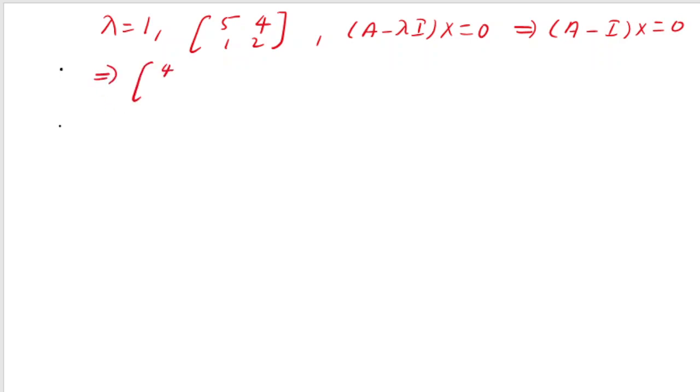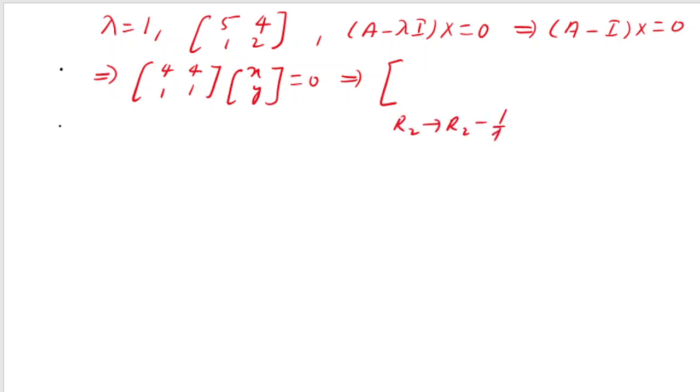So this will become 4 4 1 1, and to get the vector I am taking the vector x y is equal to 0. To reduce it to echelon form, we can perform the elementary operation. What elementary operation? We can perform R2 goes to R2 minus 1 by 4 times R1. So this will give me 4 4 0 0, and here I will get x y is equal to 0.